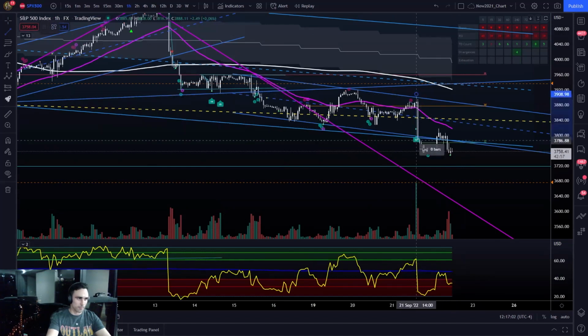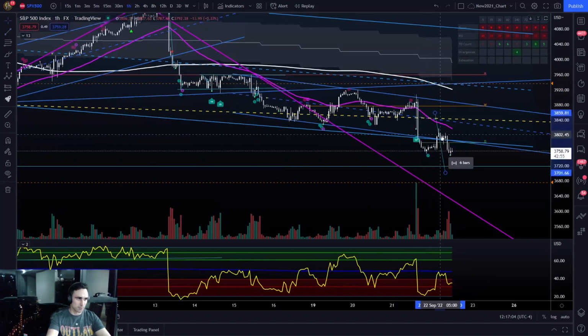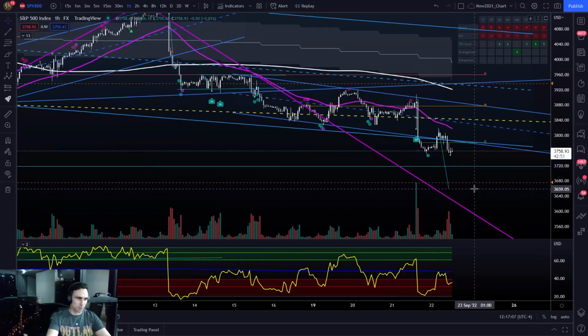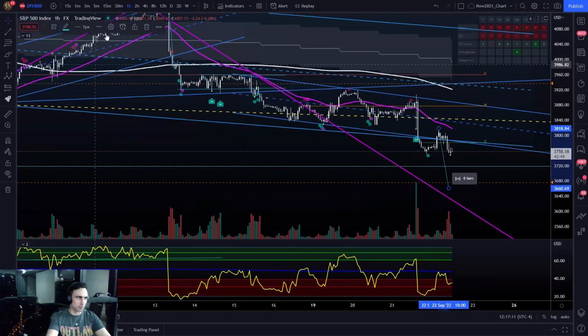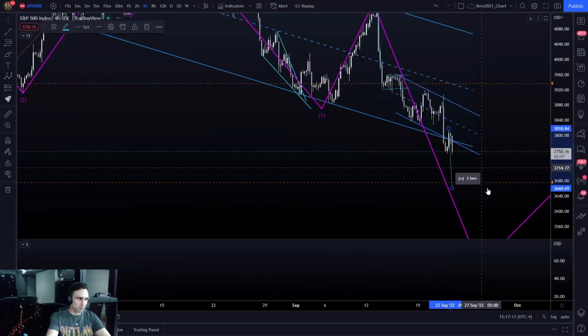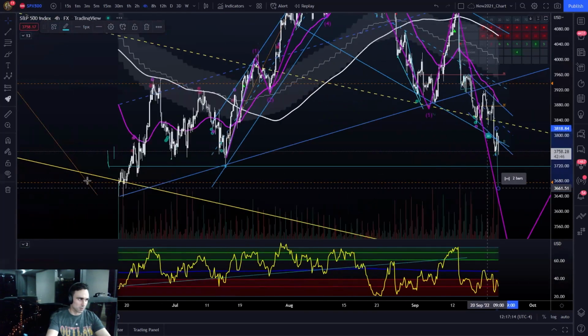So first of all, we've got this ABCD we can create here. That creates a take profit at 36.60. So that's one example. And that lines up with, I think, the previous lows. Yeah, so you see how it lines up with the lows?